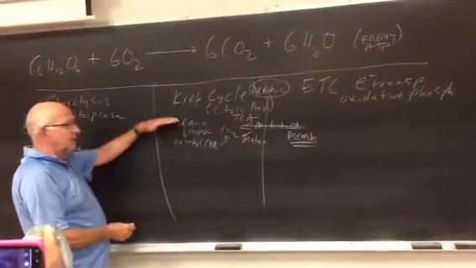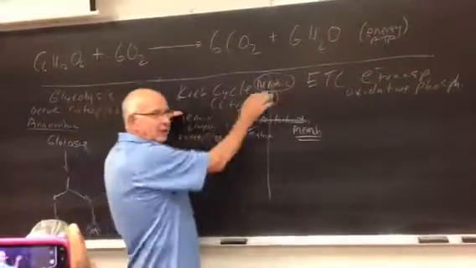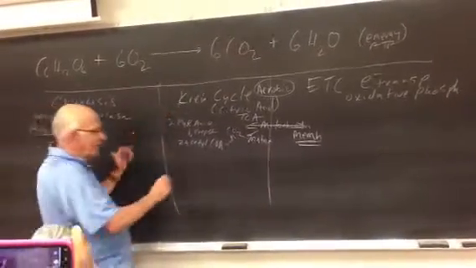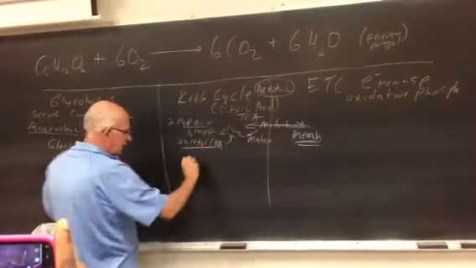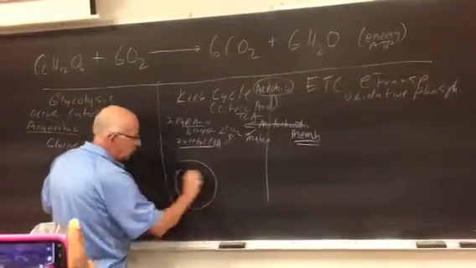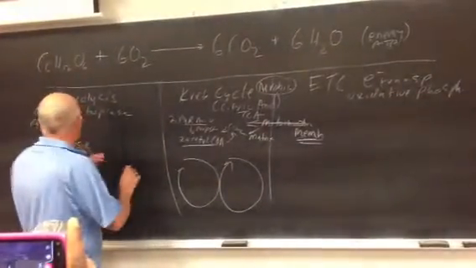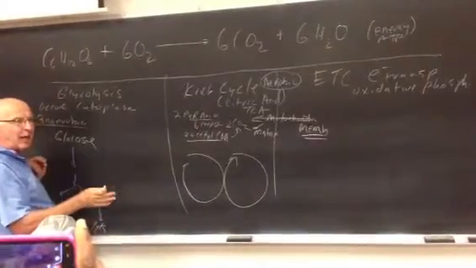Now, some books will say 4 stages: glycolysis, prep step, Krebs cycle, electron transport. I just keep it simple by putting them together. Now, we're going to see 2 acetyl-CoAs, 2 pyruvic acids, 2 CO2s. So we're going to actually show 2 circles. So what starts the Krebs cycle? Pyruvic acid.